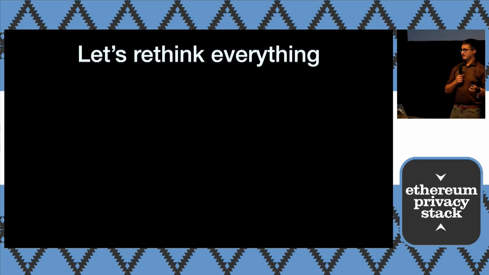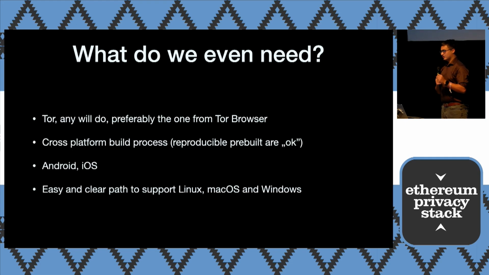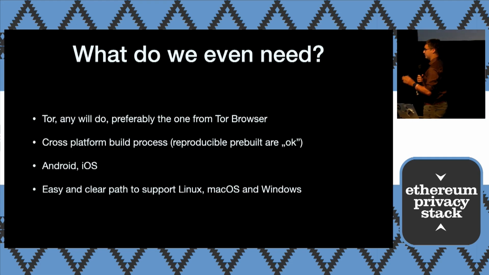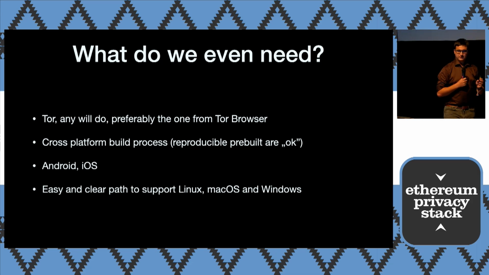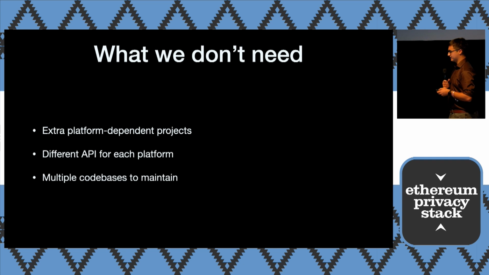Let's rethink everything. Let's see what we need to do. So we need a Tor, like any kind of Tor, preferably the one from Tor browser. We need a cross-platform build system, because we are a cross-platform app. And we need, for starters, Android and iOS will do. Then we would like to do Linux, macOS, Windows, all the other operating systems.